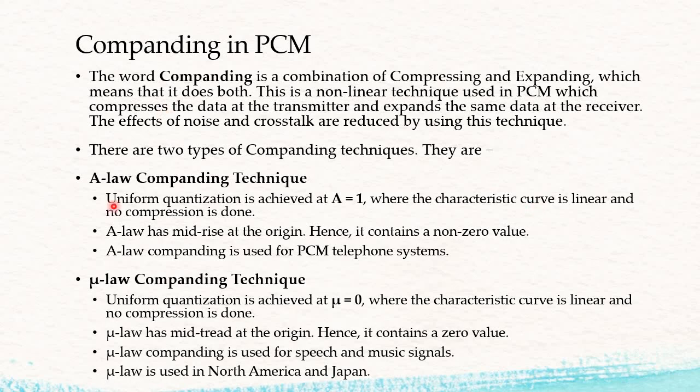In A-law compounding, uniform quantization is achieved at A equals 1, where the characteristic curve is linear and no compression is done. A-law has a mid-rise at the origin. A-law compounding is used in the PCM telephone system. Mu-law compounding is a technique where mu equals 0. It has a mid-tread at the origin, and Mu-law compounding is used for speech and music systems.